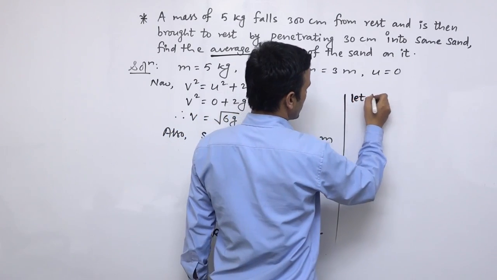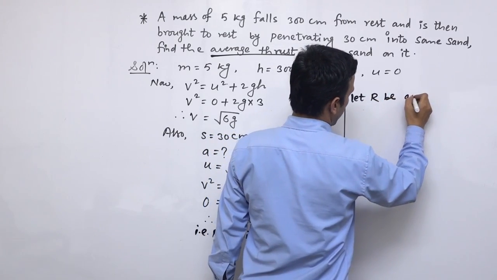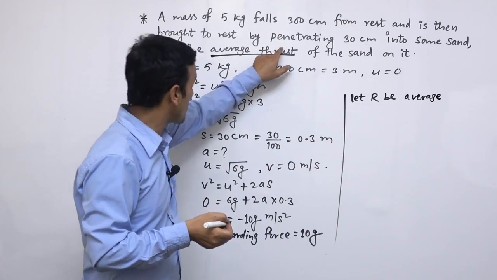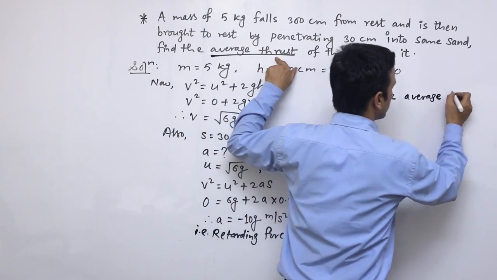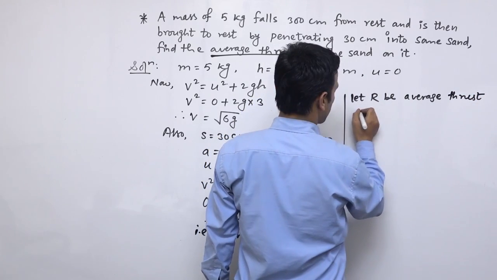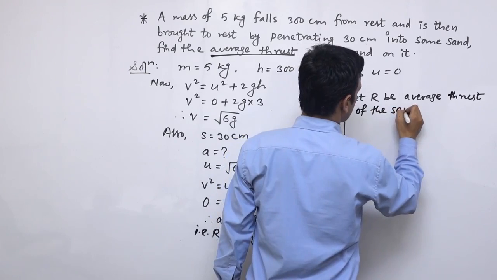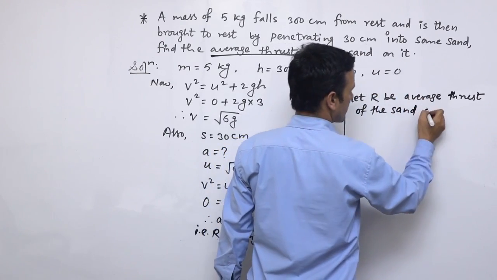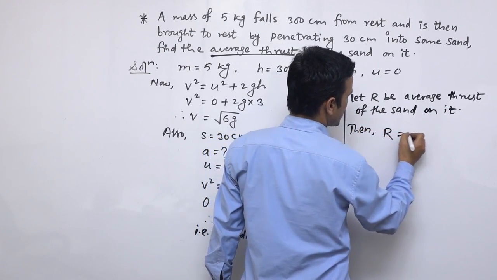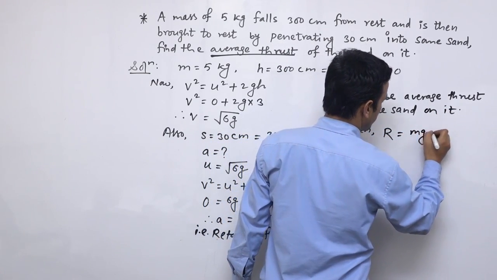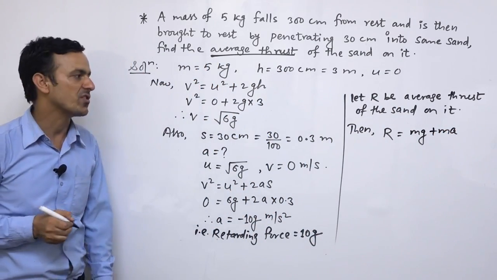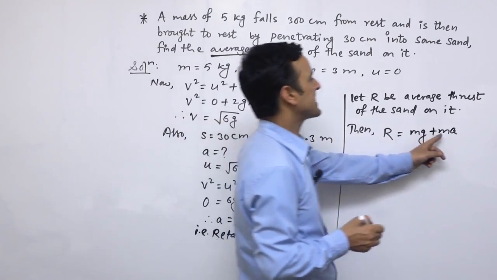So let R be the average thrust of the sand on it. Here we have to find the average thrust. Then we can apply R is equal to mg plus ma. So this is the formula of average thrust. R is equal to mg plus ma.